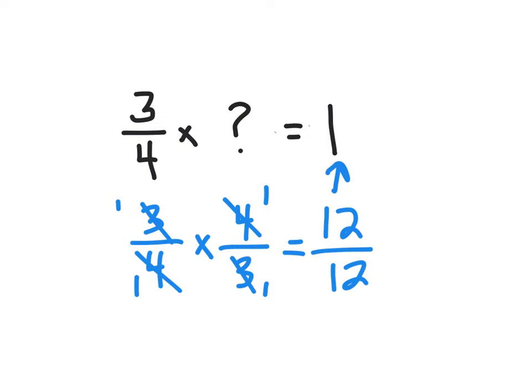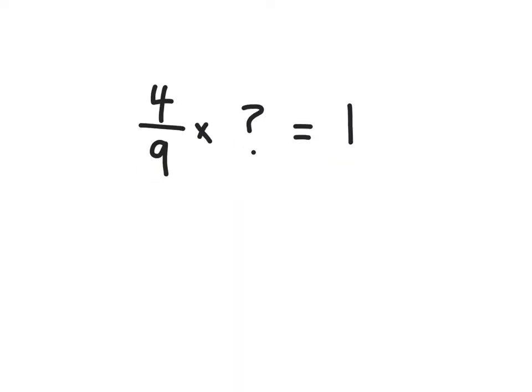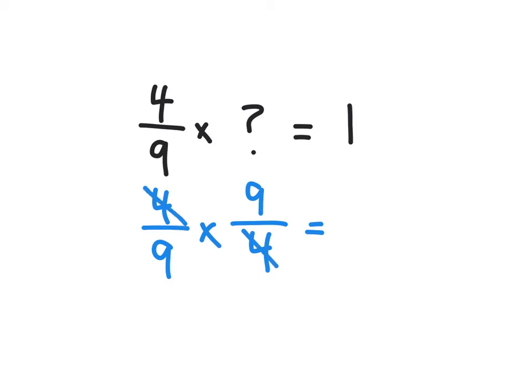So if we look at this next problem, what can we multiply 4/9 by to create a whole? And the answer is we can multiply it by 9/4. So 4/9 times 9/4. Again, if we look at cross-canceling, everything cross-cancels, and we get 1 over 1, which is equivalent to 1.